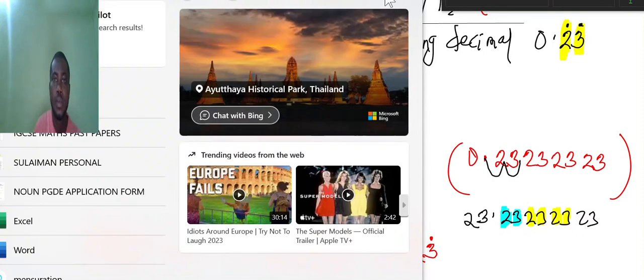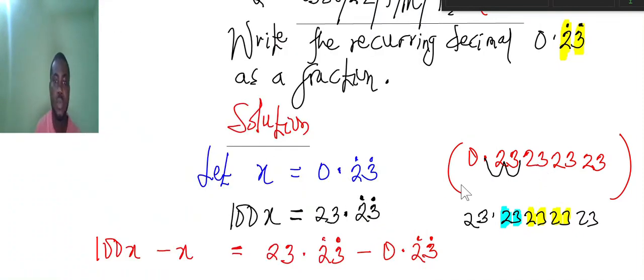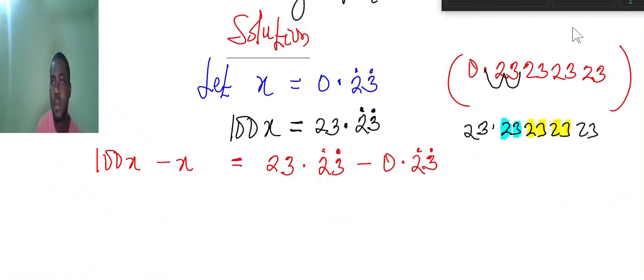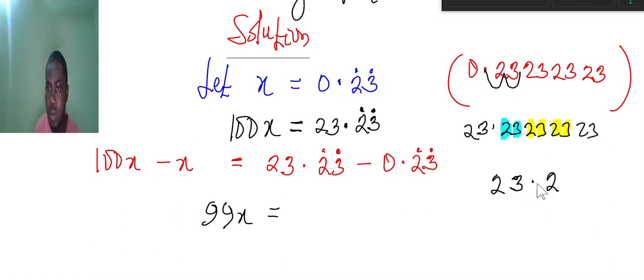Okay, so let's carry out this subtraction. That will actually be 99x equals to... I like to do the subtraction manually. Make sure there's an alignment of decimal points, subtraction of decimals.